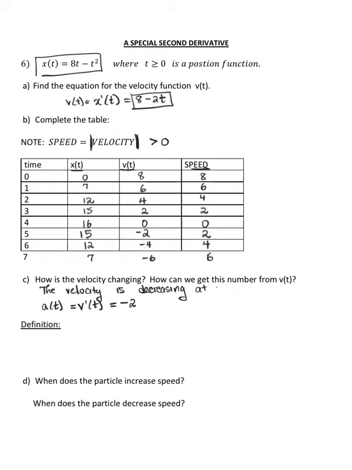Decreasing at a rate of, so whatever the units are, let's say 2 centimeters per minute would be the unit for the velocity, but because we're describing the rate of change, we have to put it over minutes. So we could say 2 centimeters per minute per minute, which we could abbreviate as centimeters per minute squared. Okay, so let's define acceleration.